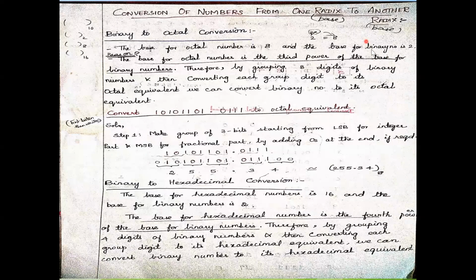So, conversion from one radix to another radix. How do we want to convert from one form to another form? For example, when you want to convert from binary to octal, the base for the octal number system is 8 and the base for the binary number system is 2. So hence the base for octal is the third power of the base of binary. Hence we want to group the binary digits into 3 digits, and convert those 3 digits into their equivalent octal value.